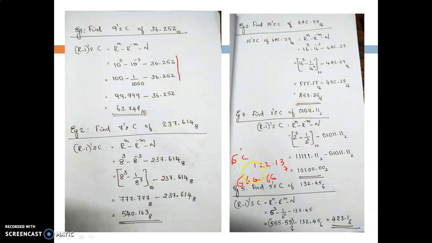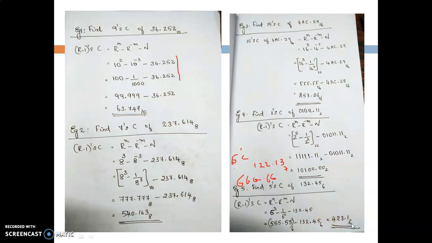Okay. Now, how will you find the 5's complement of 132.45 to the base 6? Your basics. So it is (6^3 - 1)/6^2 minus 132.45. So it is 555.55 to the base 6 minus 132.45 to the base 6. So it is 423.1 to the base 6.